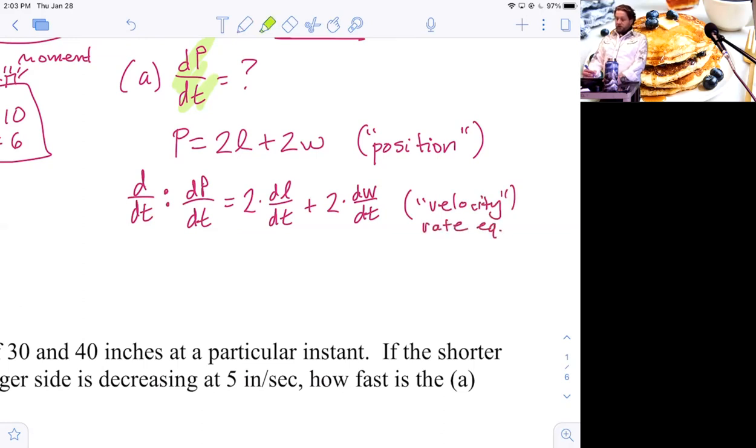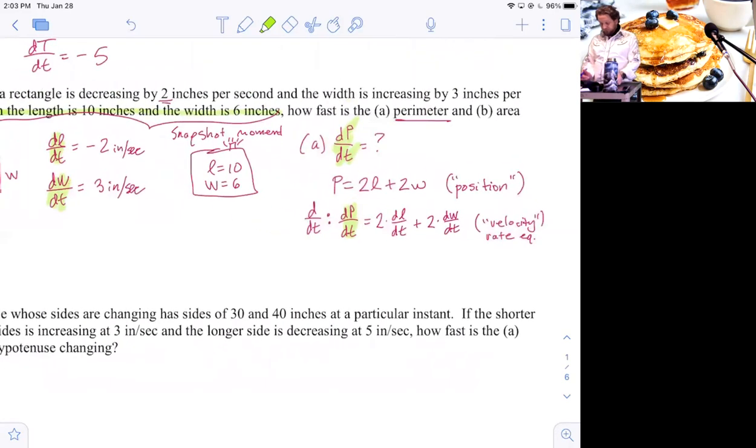And now, if dP/dt is our target, that's what we're trying to find, I need to go through real quickly here and see if I have everything else I need to find that value. There are 2 other variables in this problem, dL/dt and dW/dt. Do I know what those are? Yes. Not only do I know what they are, but I've got them conveniently labeled over there with the correct sign.